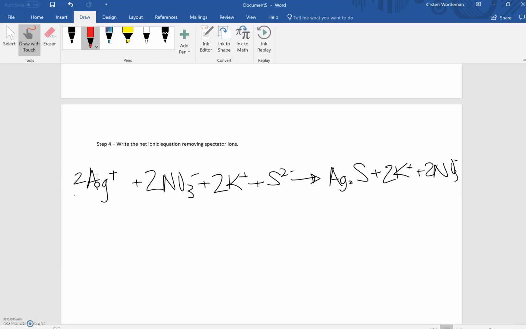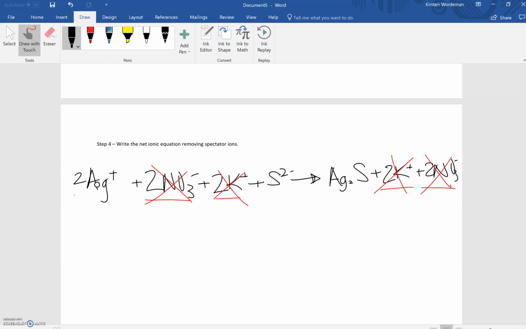Now we're going to look at NO3. NO3 appears right here on the left as well as here on the right, so we can cross those out. The third one we come to is potassium. We have 2 of them, and there are 2 on the right, 2 on the left, and we can cancel both of those out. Sulfur, just like silver, does not appear on the right side of your equation, so we have to keep that one as well.